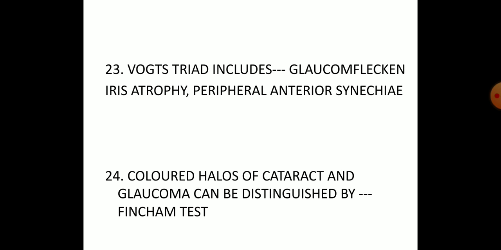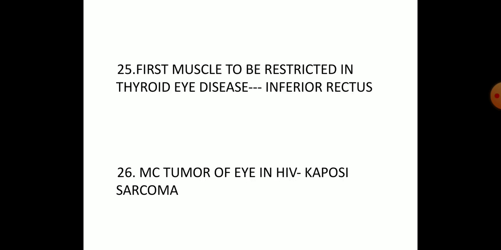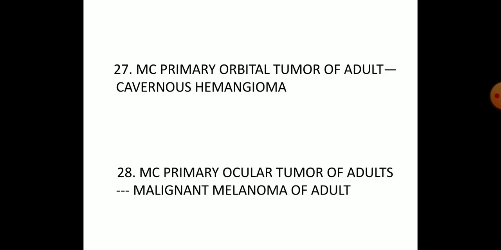Vogt triad includes glaucoma flecken, iris atrophy, peripheral anterior synechiae. The colored halos of cataract and glaucoma can be distinguished by Fincham's test. The first muscle to be restricted in thyroid eye disease is inferior rectus. The most common tumor of eye in HIV patients is Kaposi sarcoma.